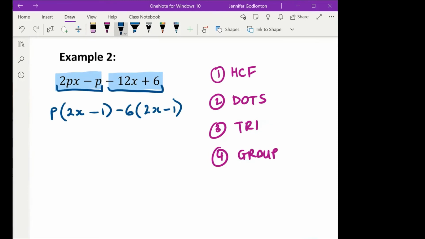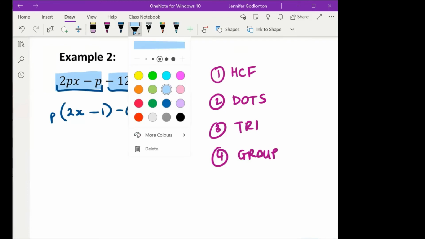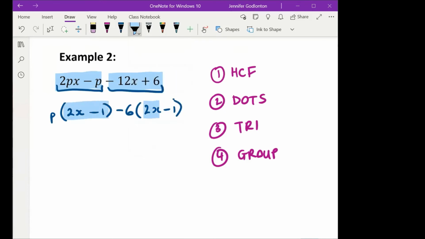Okay, where do I go from there? Okay, so then you group p minus 6. Like put them in brackets. P minus 6. Good. So now here we've got a highest common bracket, so we can take that out of both. So we're going to take that out, 2x minus 1, and we are left with p minus 6. Excellent. Nice.